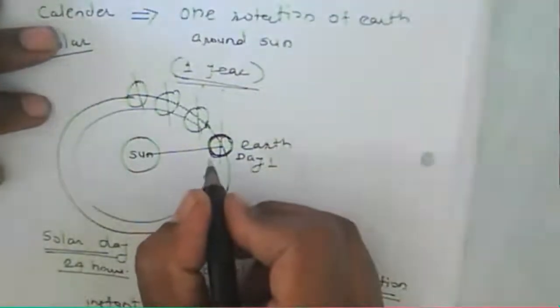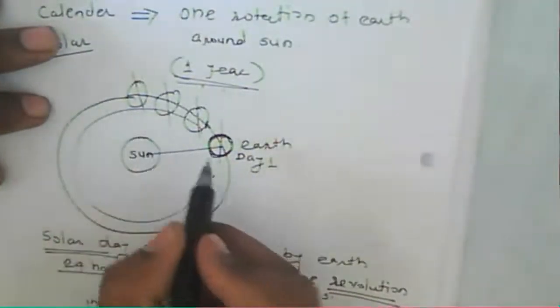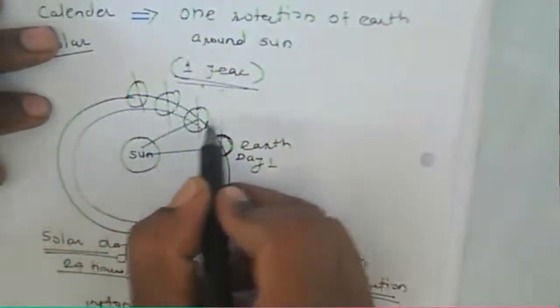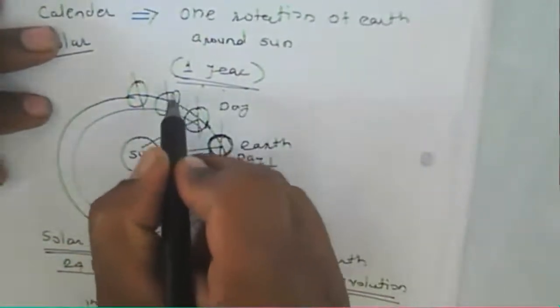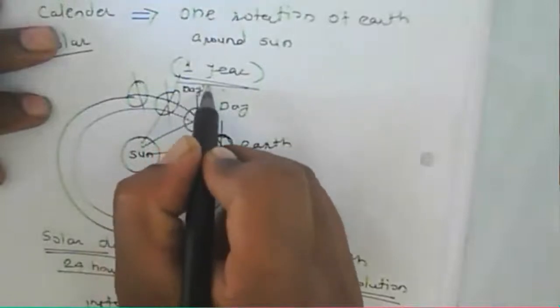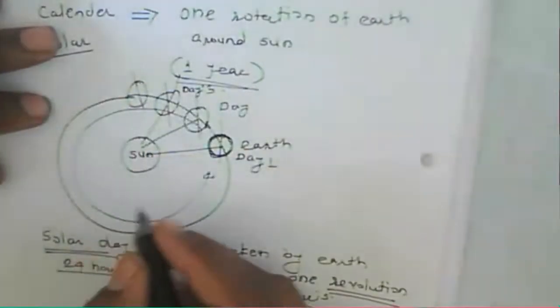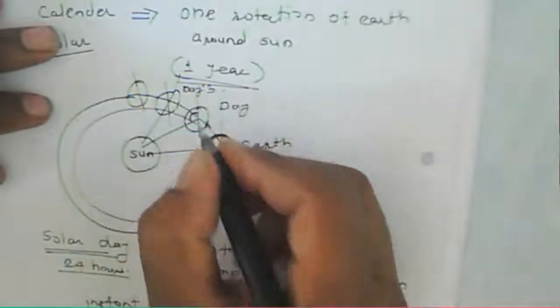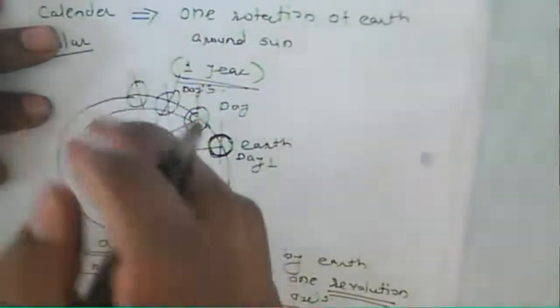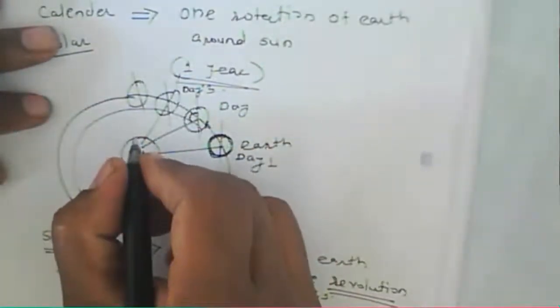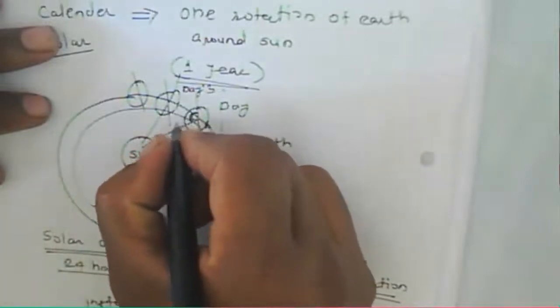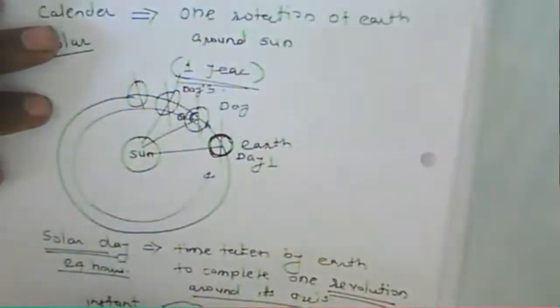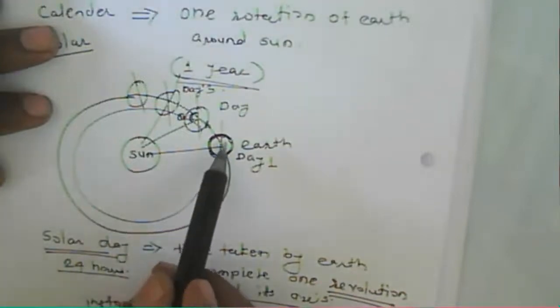Suppose at day one, Earth is here. Now then another rotation, that is nothing but day two. Then day three, likewise, day one, day two. Now around this axis, it rotates by some particular angle, and that extra angle we can call theta here. Okay, this angle is called theta.